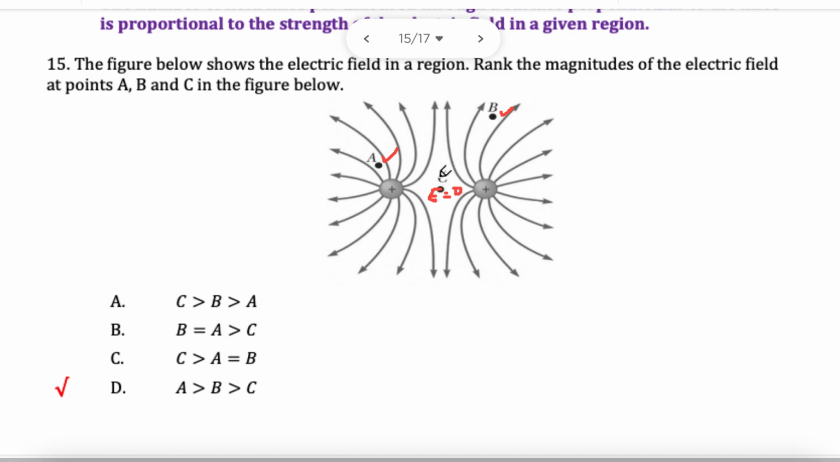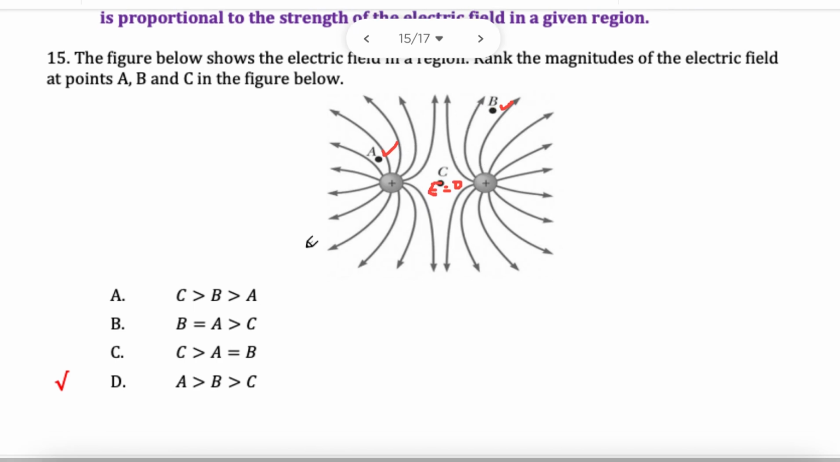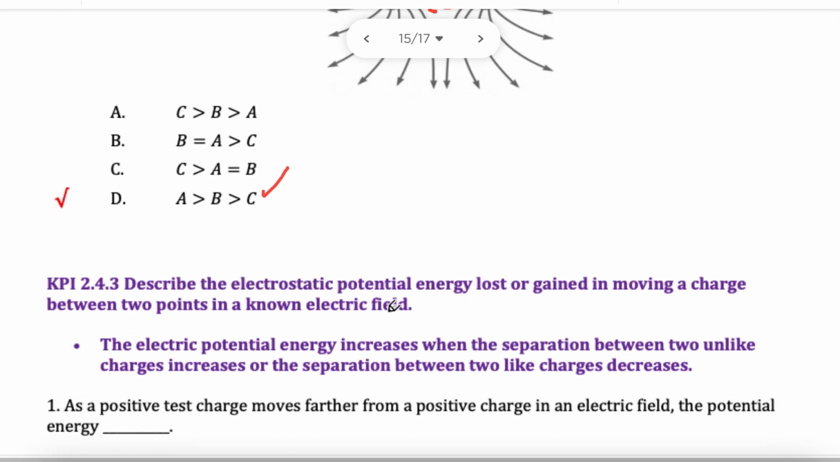He is very well protected at C. So you can just remember that if they are repelling, the electric field in the center will be 0. So this will be the weakest. A, then B, then C. That's what we have over here.